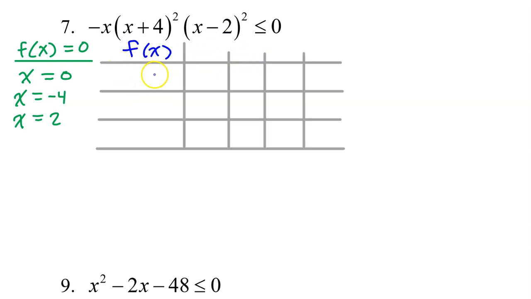Now we make the sign chart. We have a row for the negative x. We have a row for the x plus 4 squared. And we have a row for the x minus 2 squared. And then across the top we put the zeros in order from least to greatest. So negative 4, 0, and then 2. The negative x gave us the 0 of 0, and negative x will be positive to the left of 0 and negative to the right of 0.